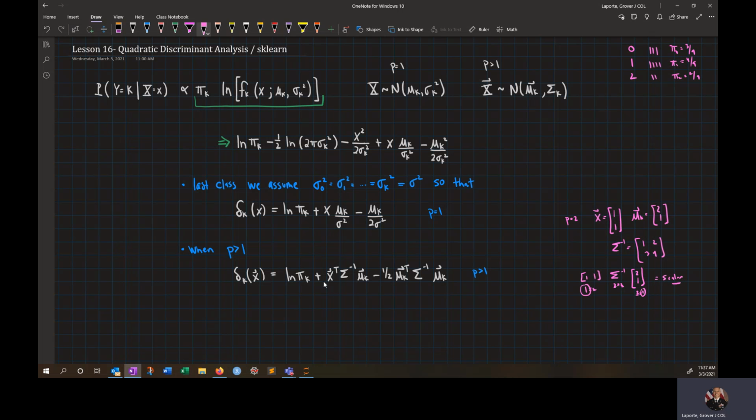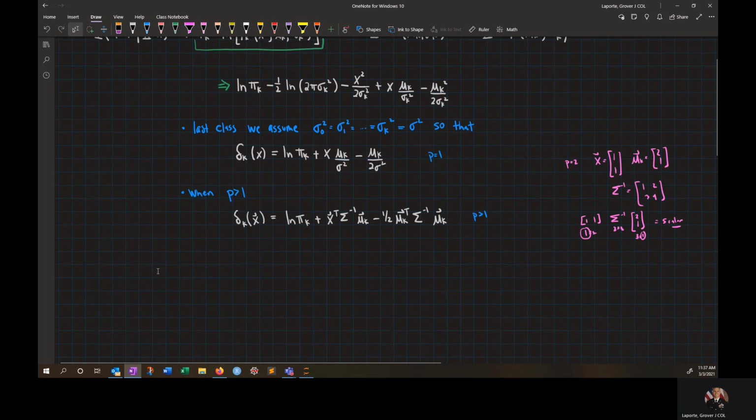So just recognize that's going to be a scalar, this is going to be a scalar, and so on and so forth. And that's what we're looking for. I want to be able to compare a number for each class and pick the one that's the largest. Okay, that was last class. All of that was sort of a review, sort of the bottom line.